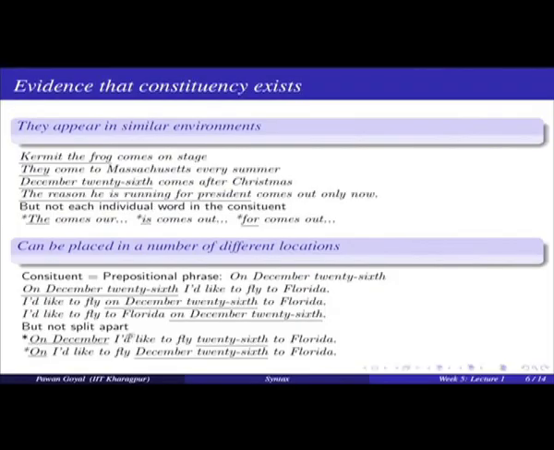But you cannot break this into two parts and put them in different places. You cannot say "on December I would like to fly 26 to Florida", or "on I would like to fly December 26 to Florida". You cannot say that. So this acts as a single group. It cannot be split apart. So these are some evidences that constituency actually exists in the language.